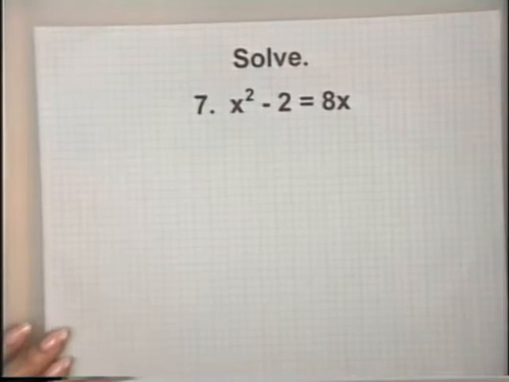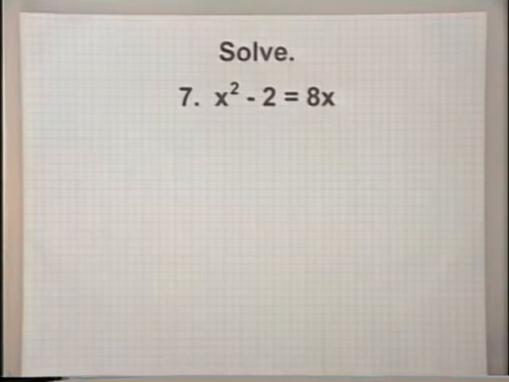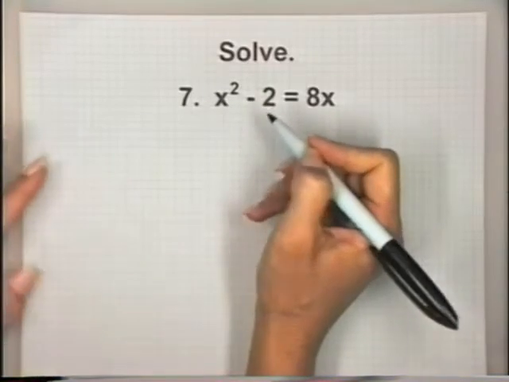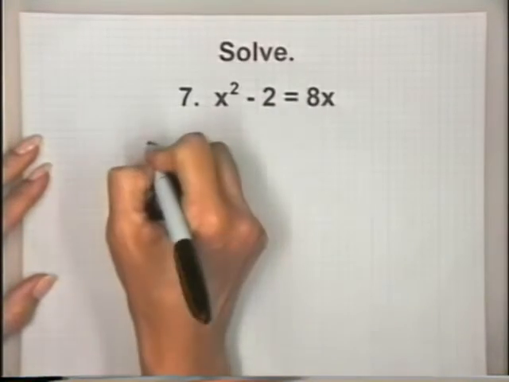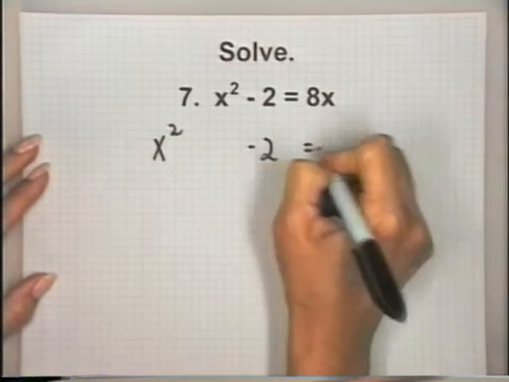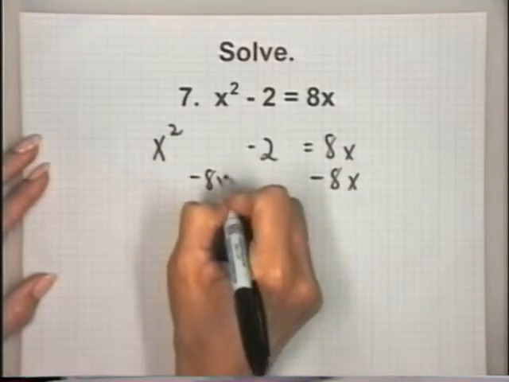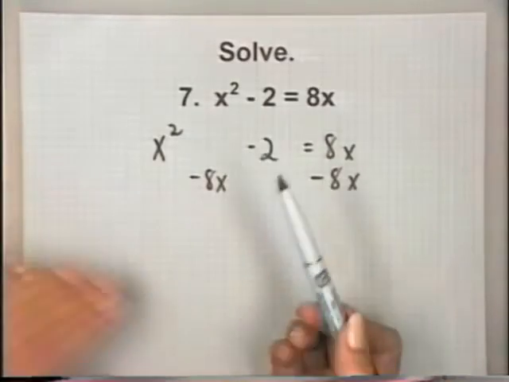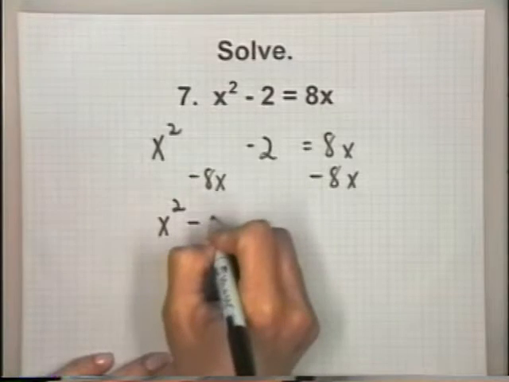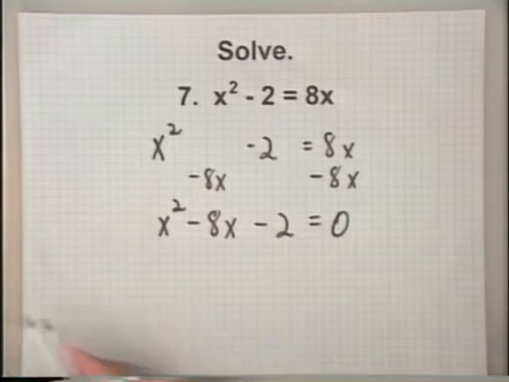Now I would like for us to look at one last problem. It is obviously quadratic. Let's write it in standard form. That means I want to move the 8x over, and I will subtract the 8x from both sides. And of course, on the left, since I don't have an x term, I saved a space. So I'll have x squared minus 8x minus 2 equals 0.